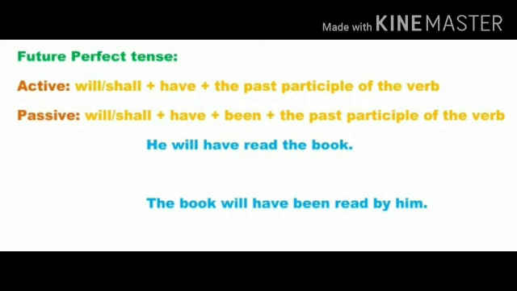And the last, future perfect tense. The active sentence is, he will have read the book. First we need to interchange the places of subject and object. Then we need to use the auxiliary verb shall, will, then have, then been. Then we need to use the past participle verb in the passive voice, and we need to use the preposition by before the object. So the passive sentence will be, the book will have been read by him. The structure of the passive sentence for this tense is subject, shall, will, have been, past participle of verb, by, then object.